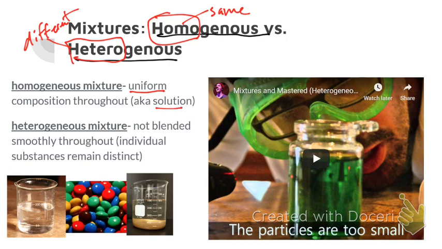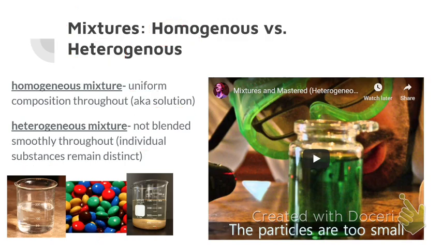Heterogeneous means it's not blended smoothly throughout, so you can see the individual substances, right? So, for example, if this was salt water, this would be homogeneous because you couldn't tell the difference between the water and the salt, whereas this is heterogeneous, and this is heterogeneous as well. Why? Because you can actually see the different parts of the mixture.